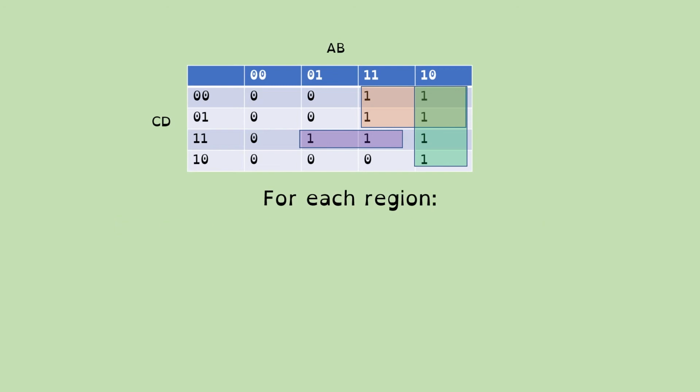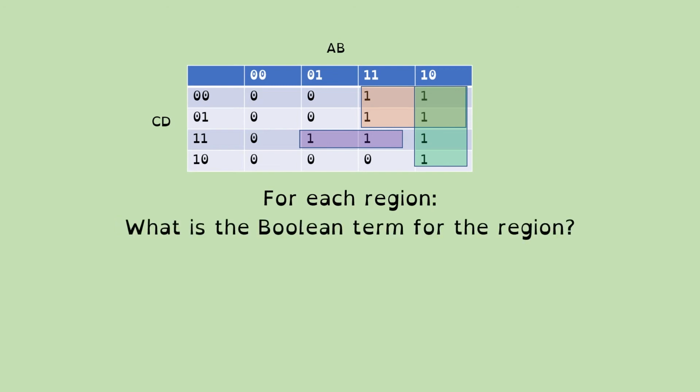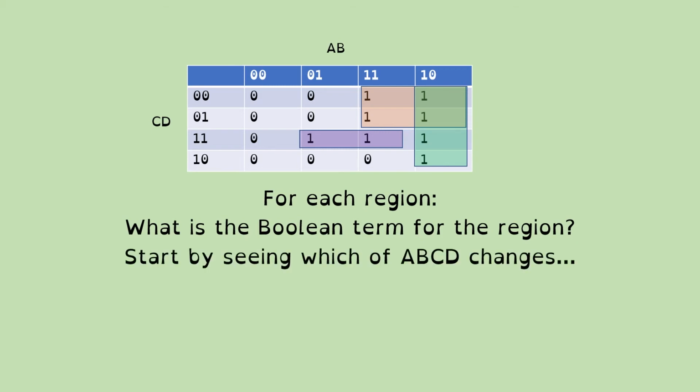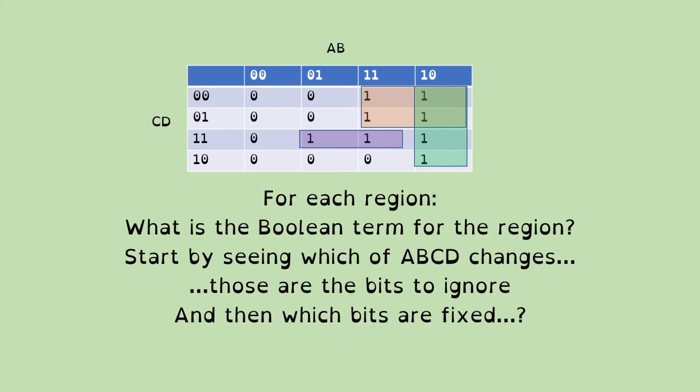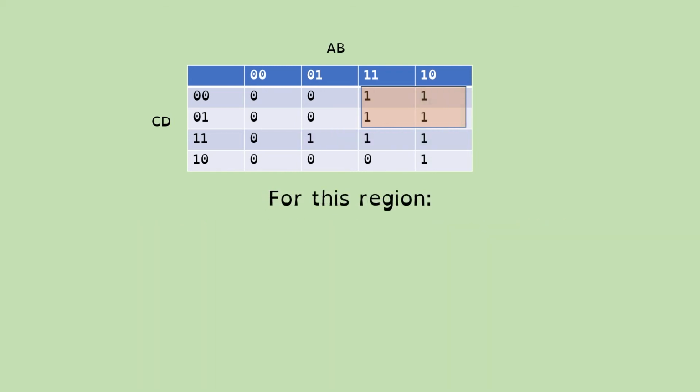Right, what next? For each region, we need to find out what the Boolean term is that represents that region. We're going to do this by seeing which of the four elements, the A, B, C, D bits, change inside the region, and those are the bits that we're going to ignore. Then we're going to find the bits that don't change, which are fixed, and we're going to express them as, for example, C and not D, whichever particular values we've got. Okay, so let's do each one in turn.